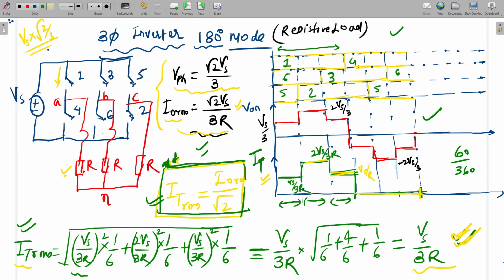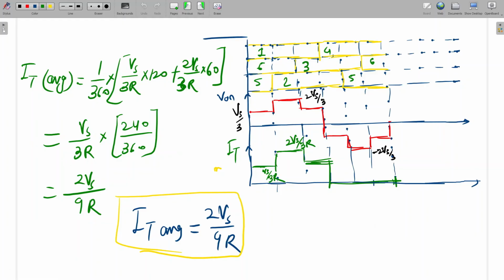Moving to the next, see this only, what will be the average value? Same thing, RMS current we have calculated, but what will be the average value? So average means 1 by T into area.